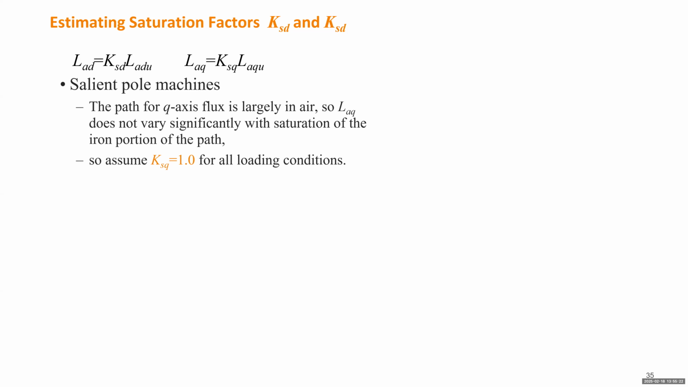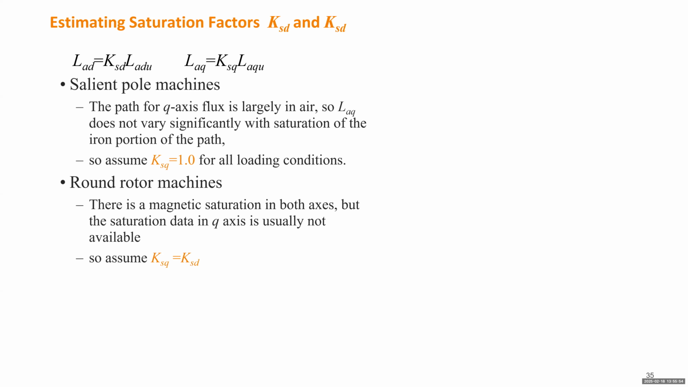So if we study salient pole rotor generators, the path for the Q-axis flux is largely in air. So L_AQ does not vary significantly with saturation, which means we can ignore the saturation in L_AQ. So we can use a constant L_AQ for the salient pole rotor generator, such that the factor in the Q axis is always assumed to be 1. We only consider saturation in the D axis.